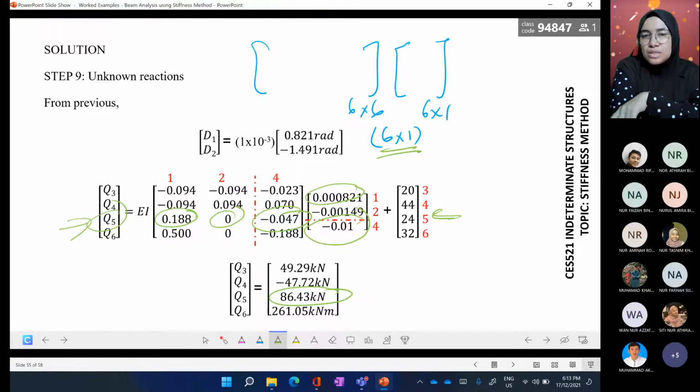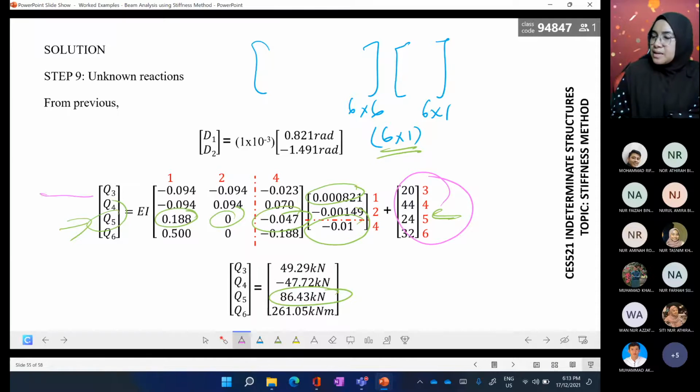Okay, because we want to consider only Q, kita nak cari Q at position 3, 4, 5, 6. So yang ini kita nak kena consider yang ni je. 3, 4, 5, 6. Sebab yang ni kita nak cari 3, 4, 5, 6. Okay, boleh tak get familiar dengan proses ni? This is very very important.